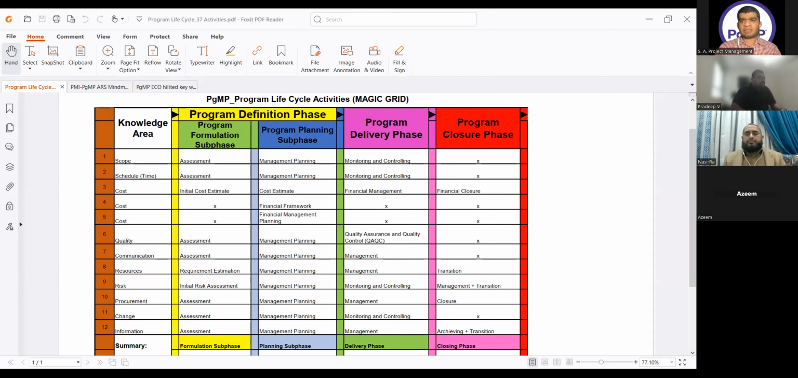As we covered in the last class, we made the magic grid that was very easy and very special to cover all the activities that we are doing in all the three phases. So let's make this table again.